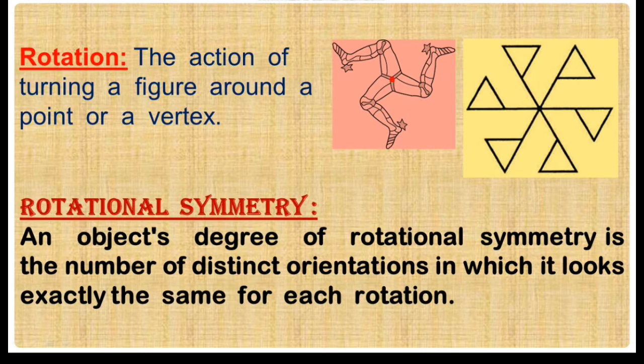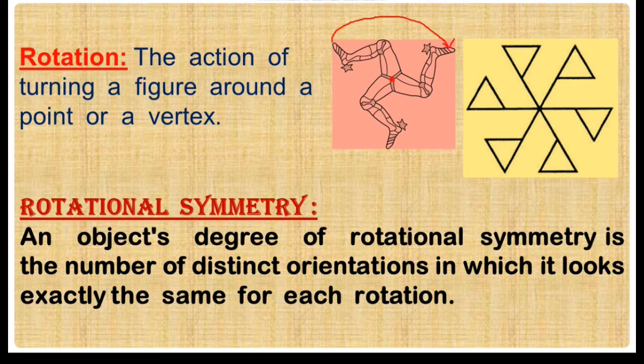An object's degree of rotational symmetry is the number of distinct orientations in which it looks exactly the same for each rotation. If I rotate the first figure, when this first pointer comes here, then it will be exactly the same as the starting picture.